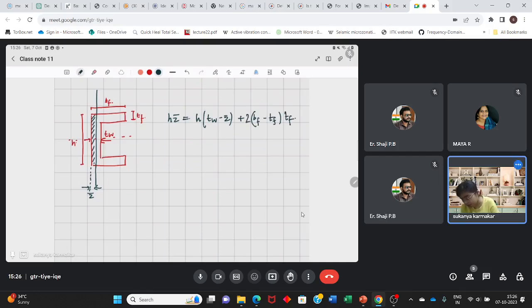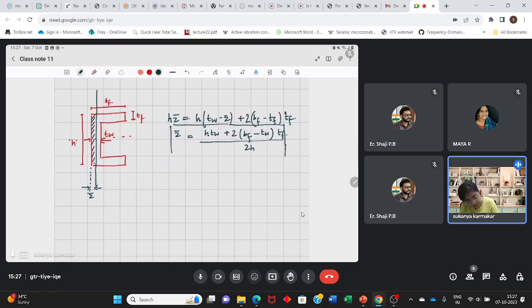So from here we can calculate the value of z bar. I'm not simplifying the entire expression here; you can try it later on. I'm just putting the result directly: z bar is equal to (tw into tf ... ) by 2h. This is the value of z bar.